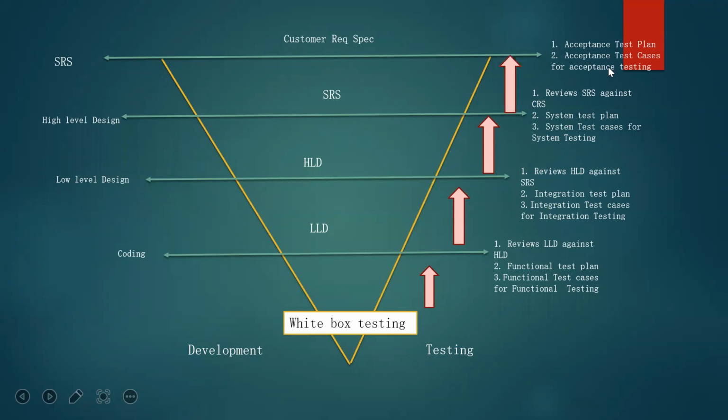And here a few users will also be involved with our team to take care of this acceptance testing. After that is done, we'll deliver the product. This test plan and test case will be utilized while performing testing at each level. So this is all about your V model. Do you have any questions here?